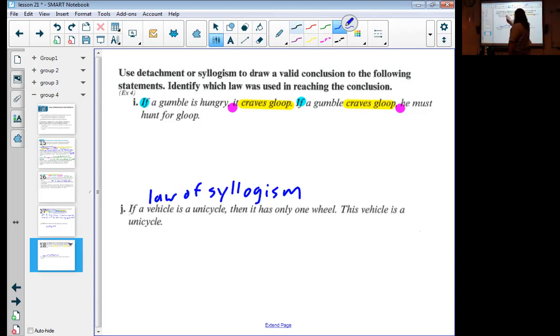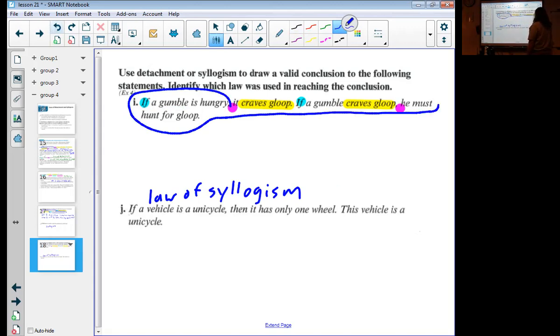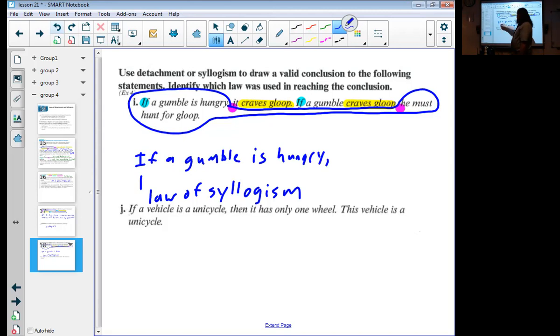And our statement is going to be, if a gumble is hungry, then he must hunt for glue.